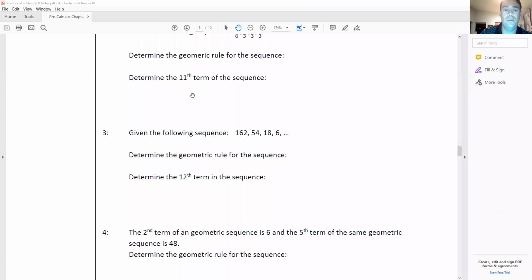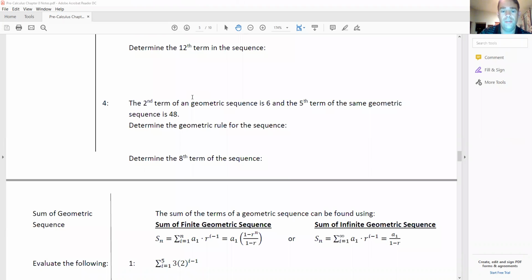Now let's keep going here, friends. What if I give you something like this? I tell you what the second term is, and I tell you the fifth term, and then I want to know the geometric rule. Well, that's kind of a weird one, isn't it? Let's see if we can figure this out here. I'm going to draw myself a little table. Sometimes I find that tables kind of help. It might not help you. I'm hoping it will help me out a little bit.